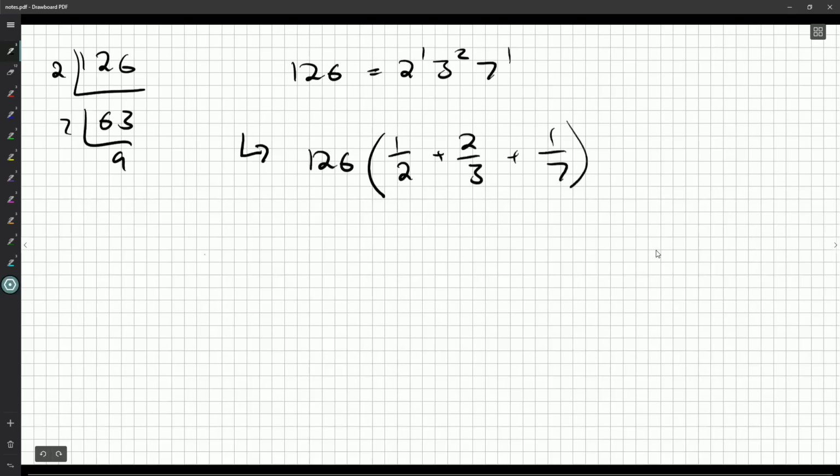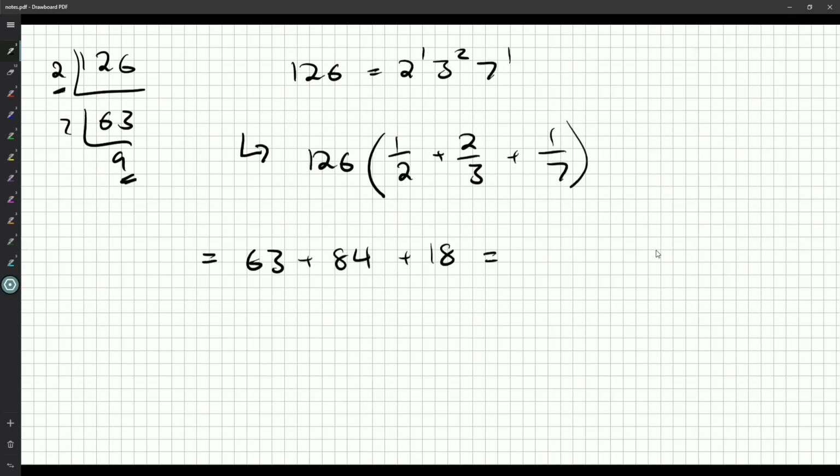Okay. And if you want to, you can grab your calculator. I don't think I'm going to need it. 126 divided by 3 is going to be 42, times 2 should be 84. And then divide it by 7 should just be the 9 and the 2 again, so plus 18. Okay, 3 and 4 and 8 ends in a 5. Carry the 1, and we'll get 165.